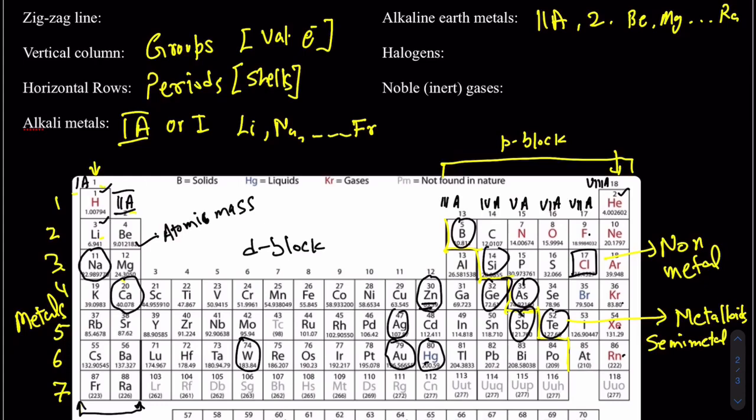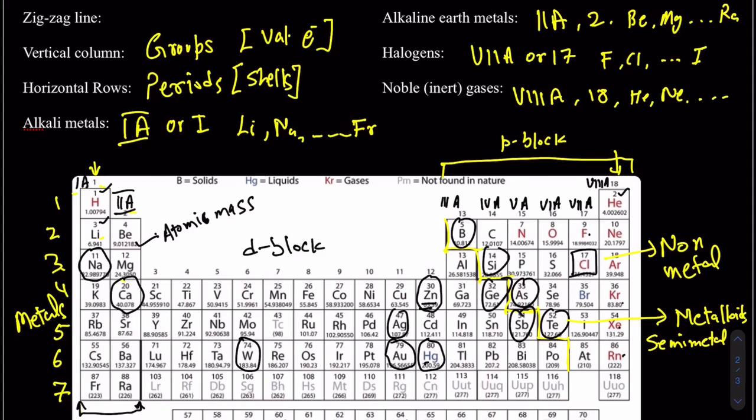Then you have 7A, or group 17. They're called halogens, and the halogens in there are fluorine, chlorine, all the way down to iodine. Then we've got the noble gases, which are group 8A or group 18. That's going to be your helium, neon, and so on, all the way down. Those are your noble gases. The noble gases are actually the most stable elements in the periodic table.